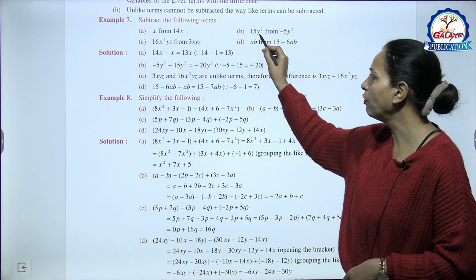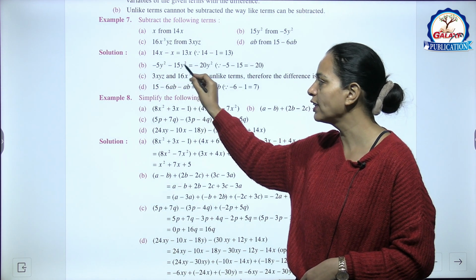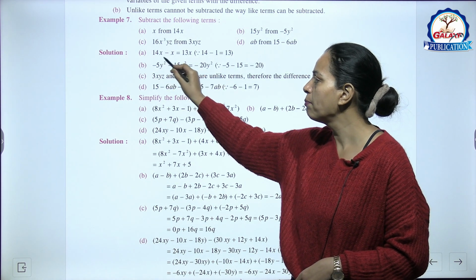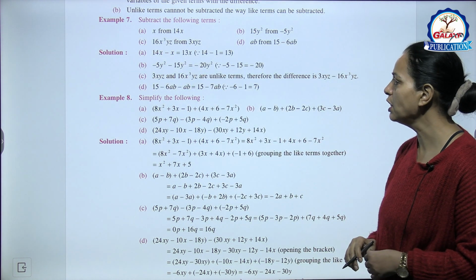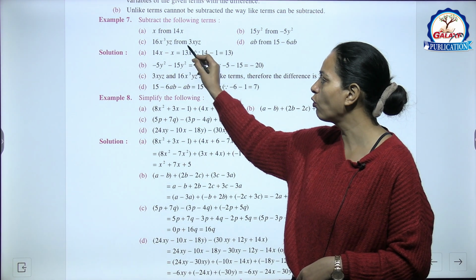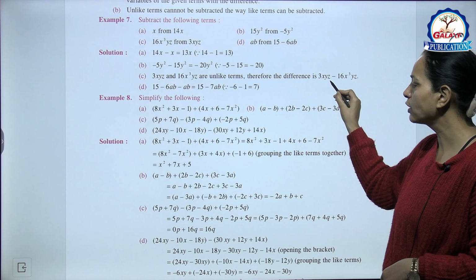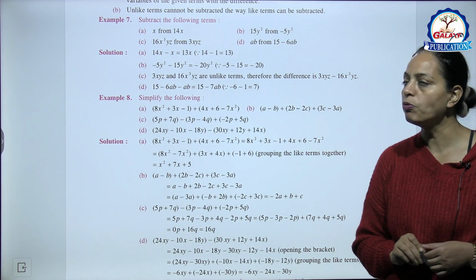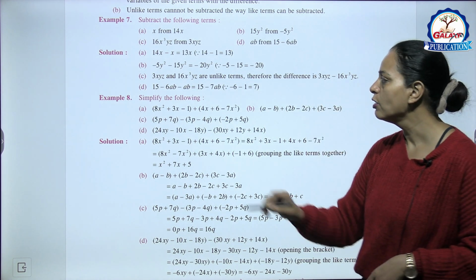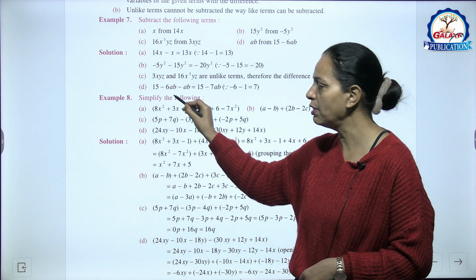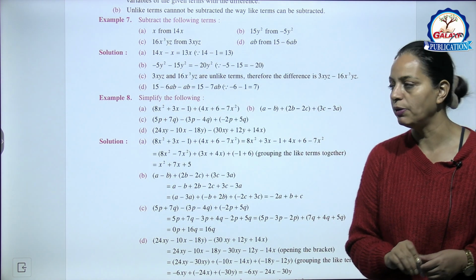Okay, now B part, 15y² from minus 5y². So minus 5y² minus 15y², like terms, minus 5 minus 15, minus 20y². Now C part, 16x³yz from 3xyz. These are unlike, so how will you write it? 3xyz minus 16x³yz. Now D part, AB from 15 minus 6AB. So 15 minus 6AB minus AB, 15 as it is, minus 6 minus 1, minus 7AB, right?